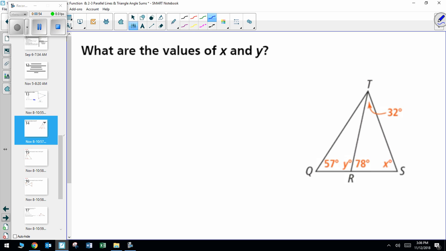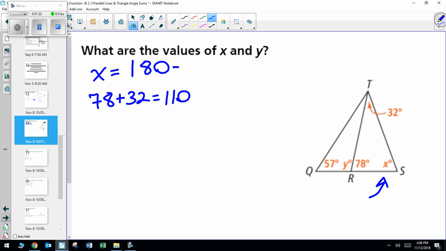So if I look, I want to find x and y, and if I want to use that knowledge that all the angles add up to 180, I need to know 2 out of the 3 angles, which I do for x. Okay? So if I put 78 and 32 together, I see that that angle measure is 110 degrees. So x has to be 180 minus 110, or the difference between 110 and 180. X has to be 70 degrees in order for that triangle's angles to add up to 180.